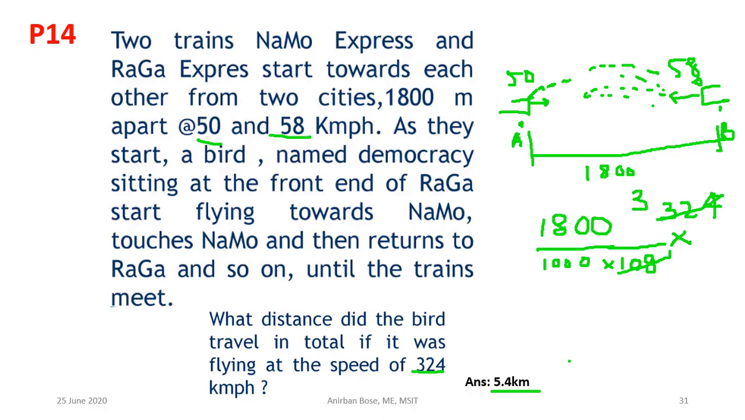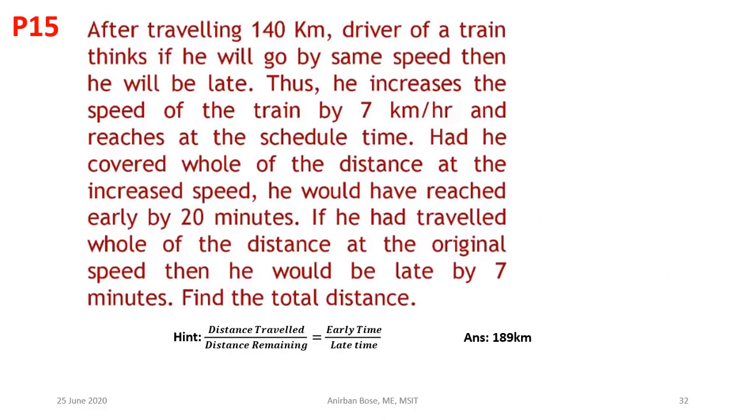Now coming to the next problem. After traveling 140 kilometer, the driver of a train thinks that if he goes at the same speed, he will be late. Thus he increases the speed of the train by 7 km per hour and reaches at the scheduled time. Now, had he covered the whole distance at the increased speed, he would have reached early by 20 minutes. And if he had traveled the whole distance at the original speed, he would be late by 7 minutes. Find the total distance.